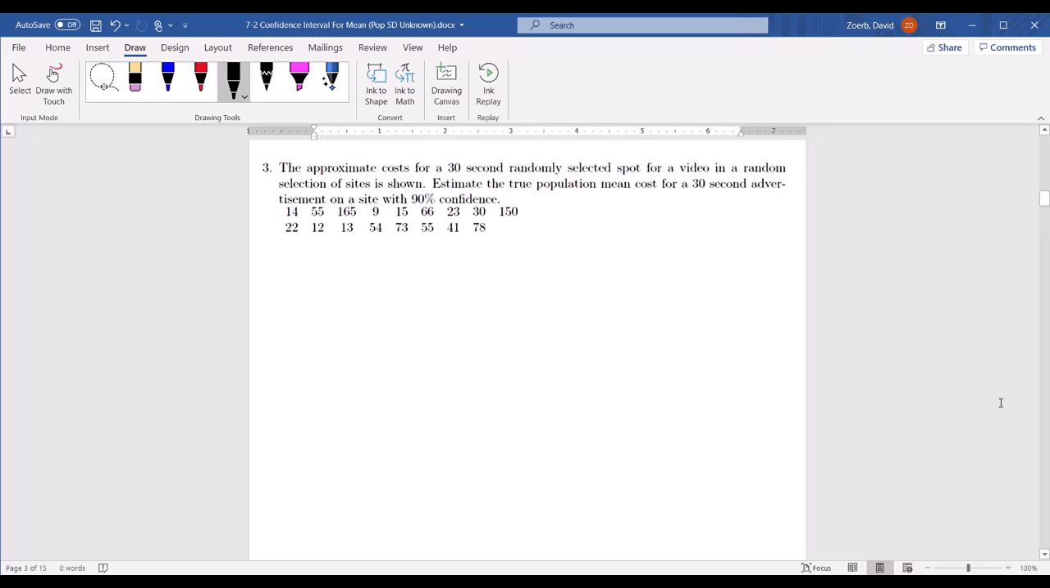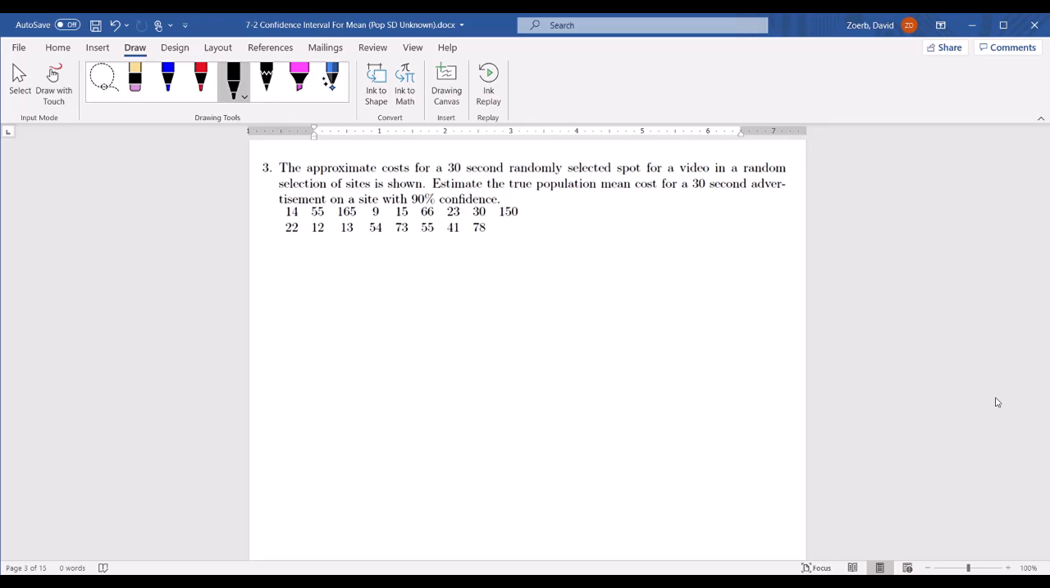Now number 3, I see a whole bunch of data values, which means you're going to need to go through and punch in all those numbers to your calculator to figure out x bar and sample standard deviation. This says the approximate cost for a 30-second randomly selected spot for a video in a random selection of sites is shown. Estimate the true population mean cost for a 30-second advertisement on a site with 90% confidence.